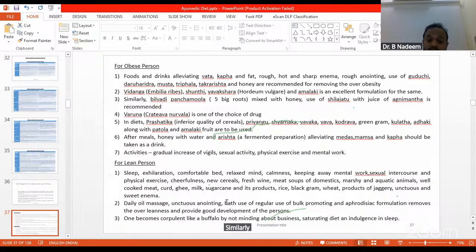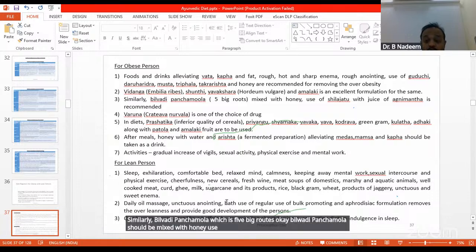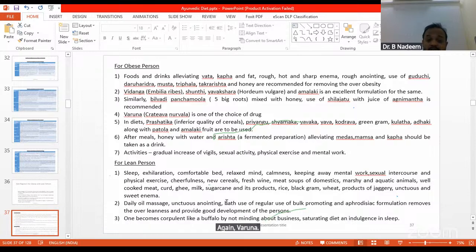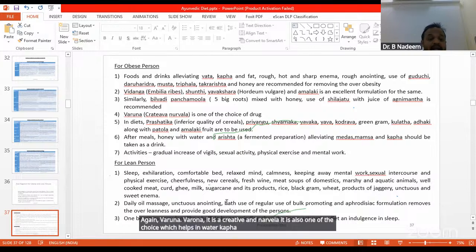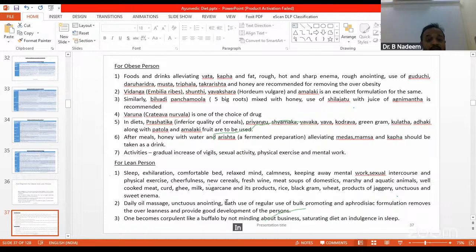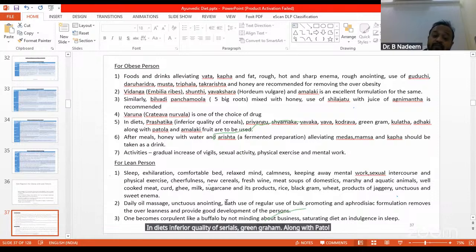Similarly, Bilwadi Panchamula, which is five big roots, should be mixed with honey. Use of Shilajatu with juice of Agnimantha is also recommended. Again, Varuna, Crateva nurvala, is also one of the choices which helps in Vata Kapha disorders. In diets, Prashatika, that is inferior quality of cereals, Priyangu, Shyamaka, Yavaka, Yava, Kodrava, green gram, Kulatha, horse gram, Adhaki, along with Patola and Amalaki fruits can be used.